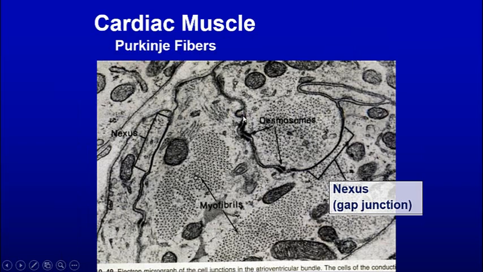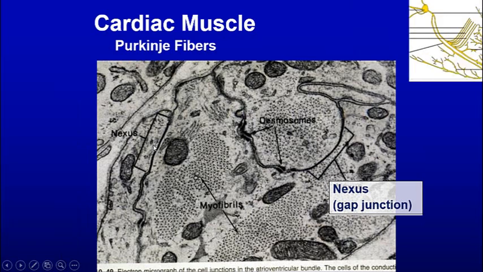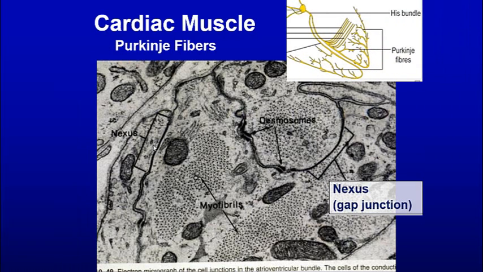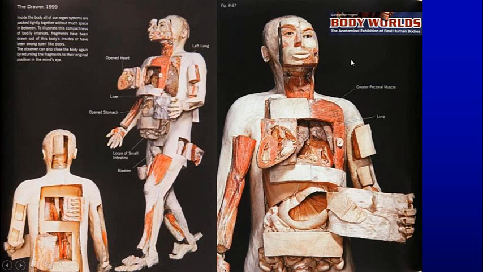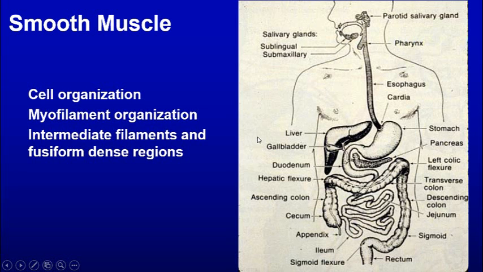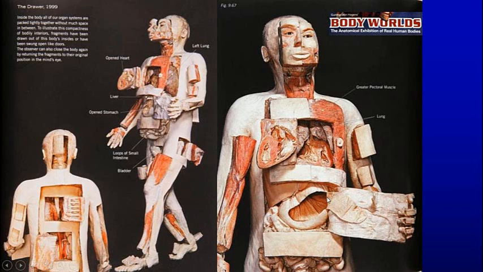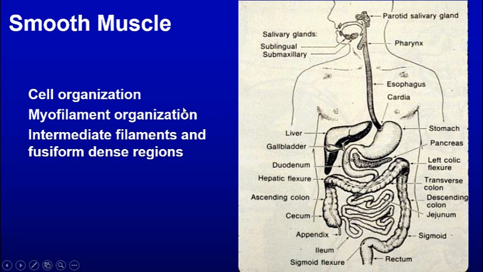And there are a lot of junctions between there. A nexus junction here, which is a gap junction. So there are a lot of junctions there that facilitate communication from cell to cell. These are Purkinje fibers that are in the heart. Here we see the heart pulled back, so that we can see the cardiac muscle located there. The other muscle that we see through there is smooth muscle, and that's what we're going to talk about next.